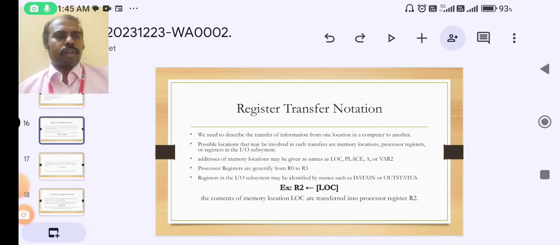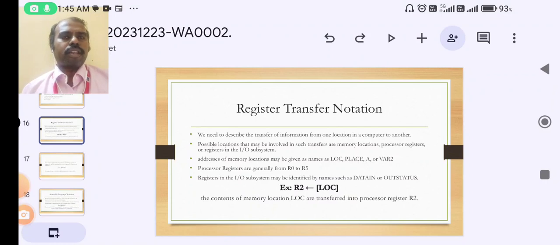In register transfer notation, the address of the memory locations may be given names like LOC, PLACE, A, VAR2, and so on. The processor registers normally range from R0 to R5. Registers in the I/O subsystem may be identified by their names, such as data in, data out, or status. In this example, you see how the data is transferred from the location LOC to the register R2.